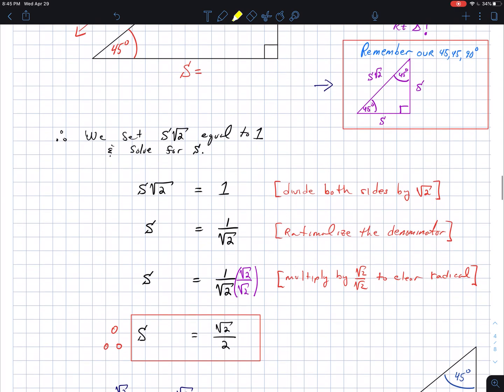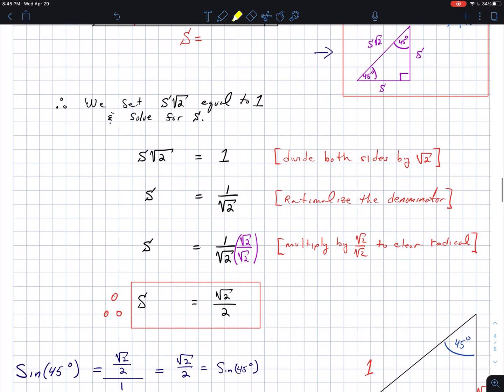So as you can see, I just rewrote the original. I then decided to what? Divide both sides by the square root of 2. We then had to rationalize the denominator because we don't want to divide by something forever and ever. That would take forever, and a computer would never be able to do its calculations. It just isn't feasible. So then what we do is we rationalize.